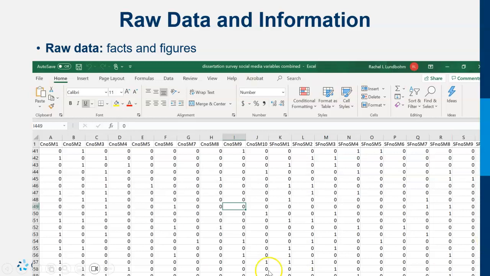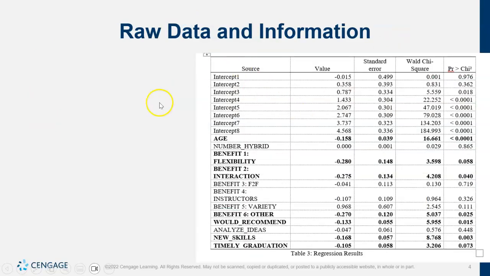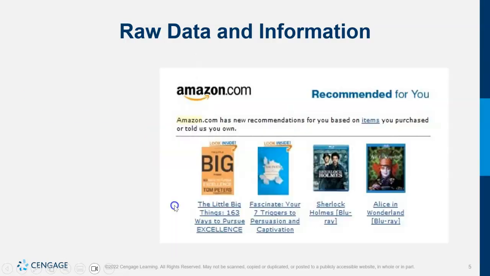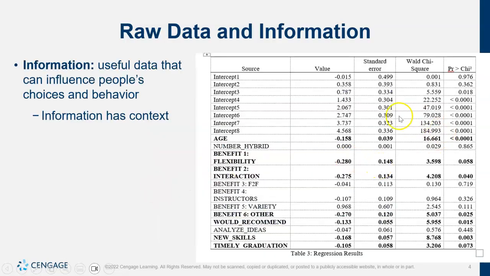So this is an example of some data I collected through a survey. And this is what it looked like when I got it. What I did then is put it into software. You could do this in Excel, or I used SPSS. And you turn that data into something that's useful. So this was a statistical test that I did, and this was on hybrid learning.